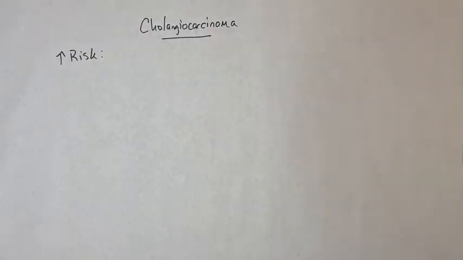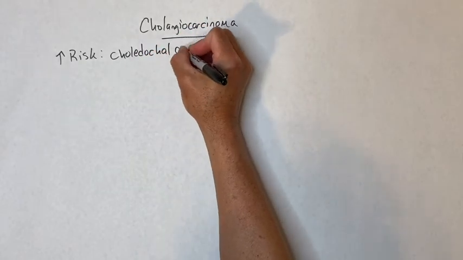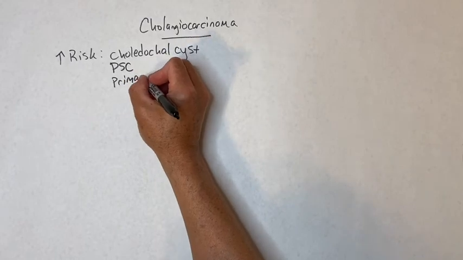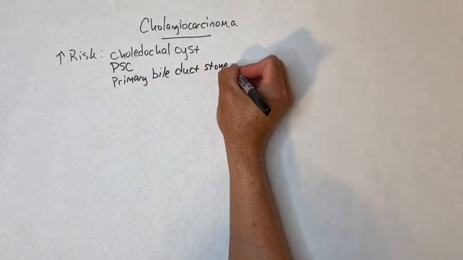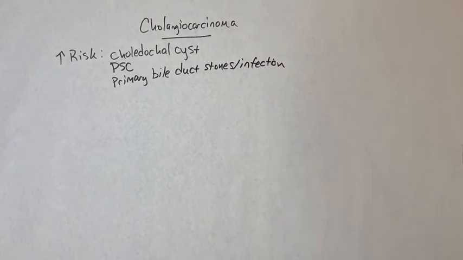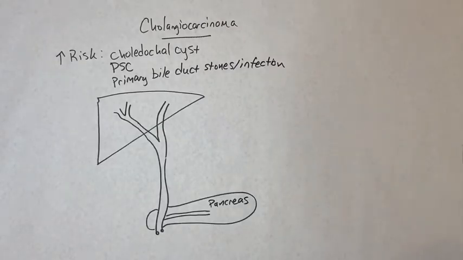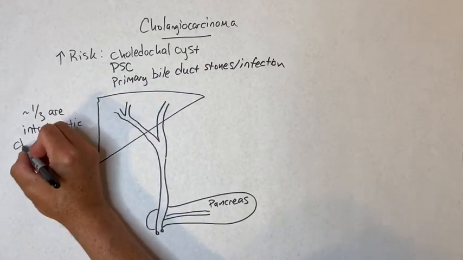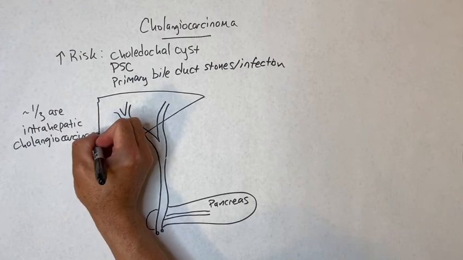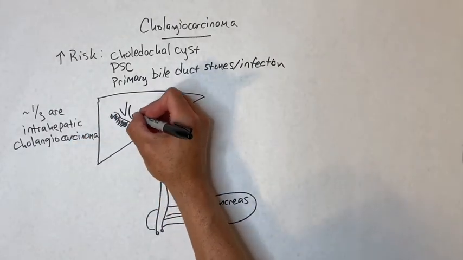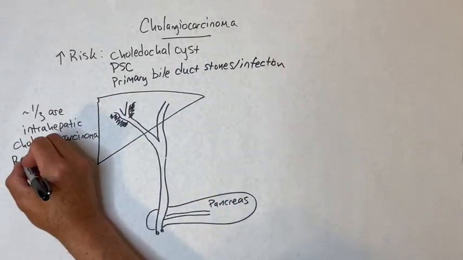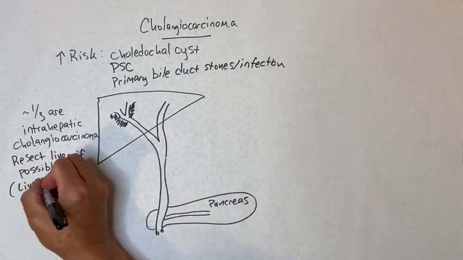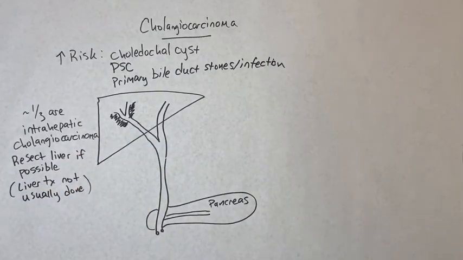Cholangiocarcinoma is referring to bile duct cancer that occurs in either the intrahepatic bile ducts or the extrahepatic bile tree. Risk factors for bile duct cancer include choledochal cysts, primary sclerosing cholangitis, and chronic bile duct infections or irritation of the bile duct. Only about 1/3 of cholangiocarcinomas are in the intrahepatic bile ducts. These typically present as infiltrative lesions around an intrahepatic bile duct, and they're treated with liver resection if at all possible. Rarely are intrahepatic cholangiocarcinomas offered liver transplant due to a high recurrence risk.